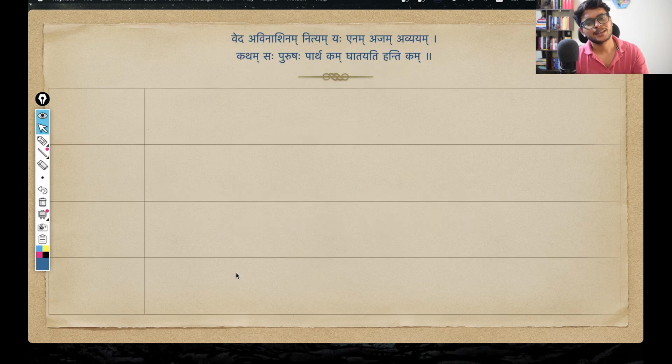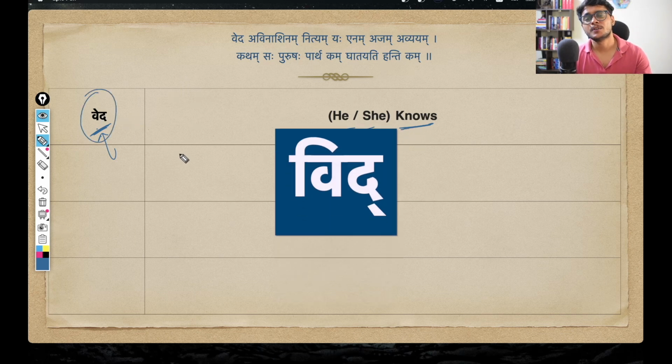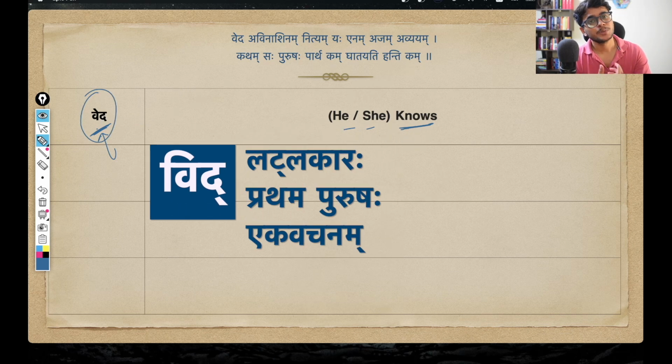Let us now jump directly to the decoding of the shloka. And we are starting with this Kriya Pada, Veda. Veda means some third person, he or she knows. Okay, he knows, she knows in that sense. And this Veda is coming from the Vid Dhatu. So Vid Dhatu means to know, to understand in that sense.